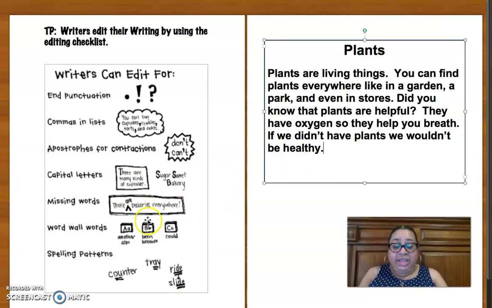Now, this checklist is part of the tools that your teachers have added to the classroom. So you're able to open this up and download it to your laptop or to your iPad, and you can use this tool to help you with your editing.